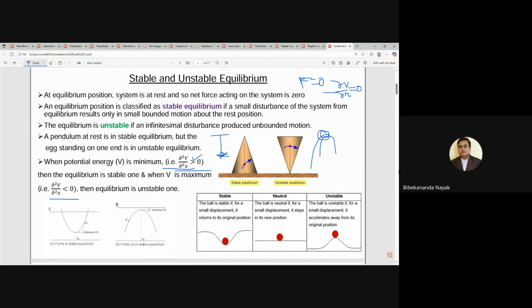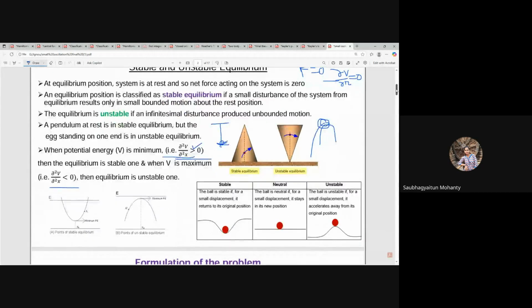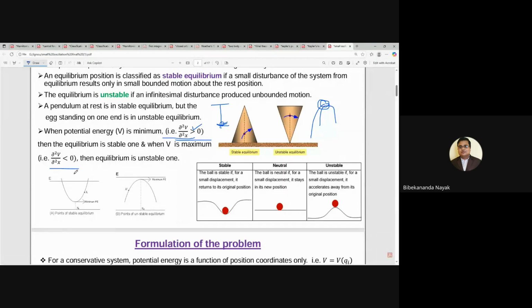Are you getting me? Yes, sir. So when it is minimum, then you execute simple harmonic motion or oscillation. So we are interested when the potential is minimum, I mean del square V by del x square greater than 0.